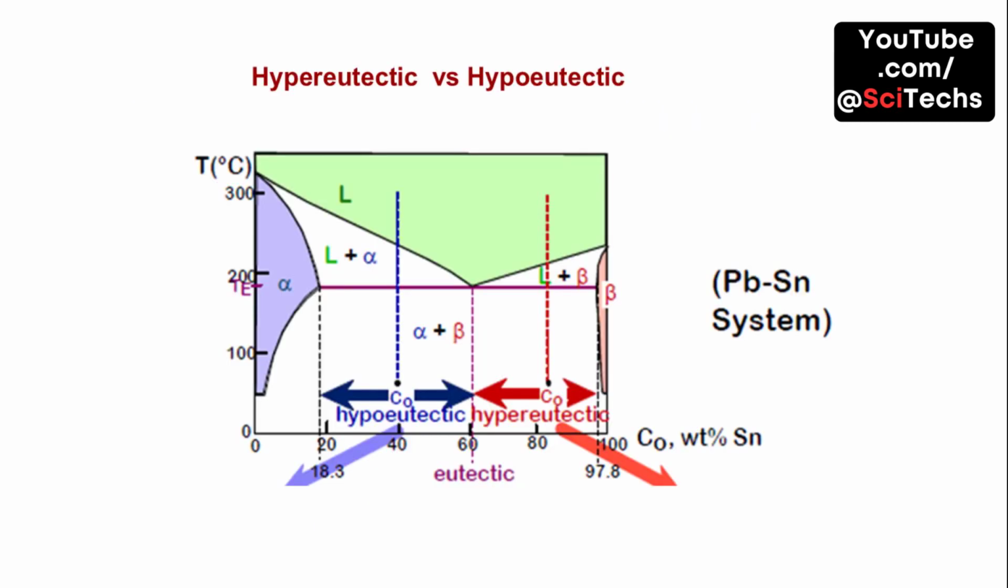Comparing hypereutectic and hypoeutectic systems, we see distinct differences in their phase diagrams. These differences impact the microstructure and mechanical properties of the alloys.